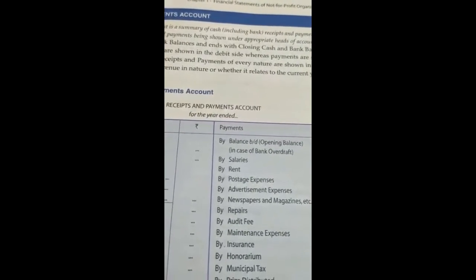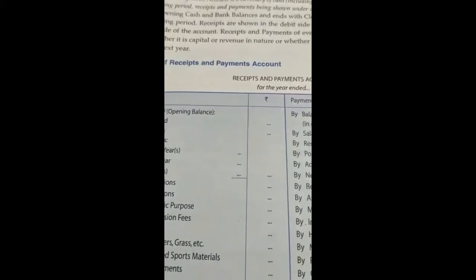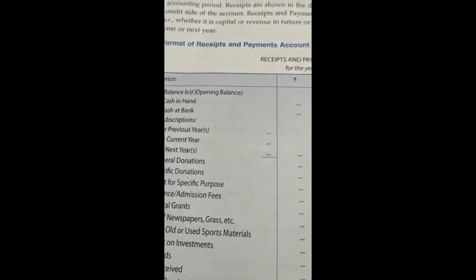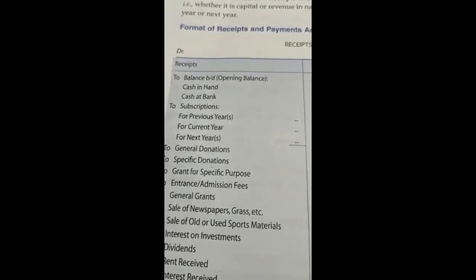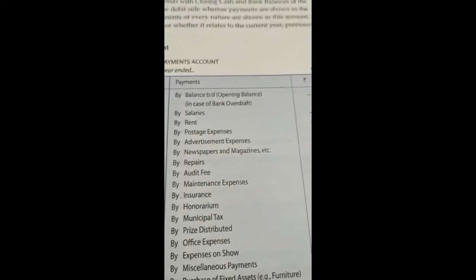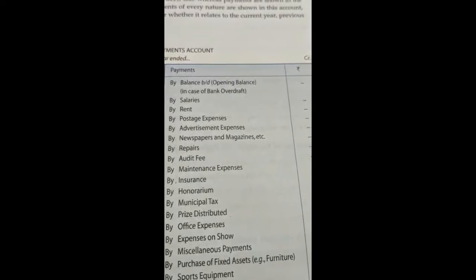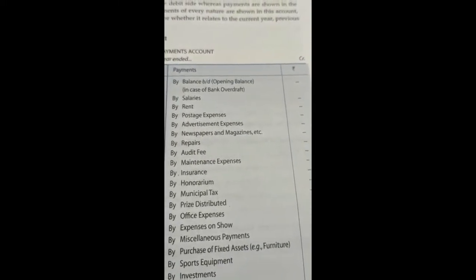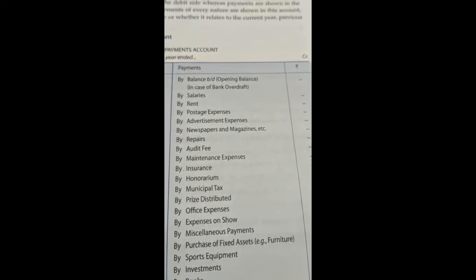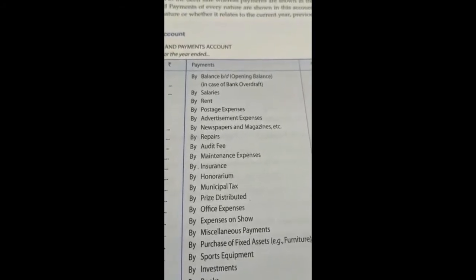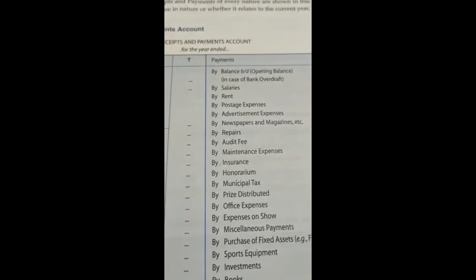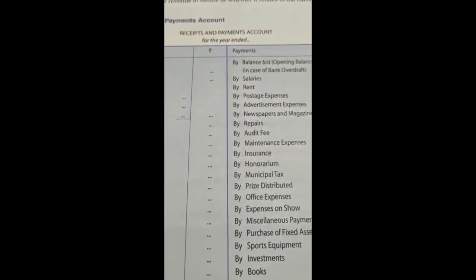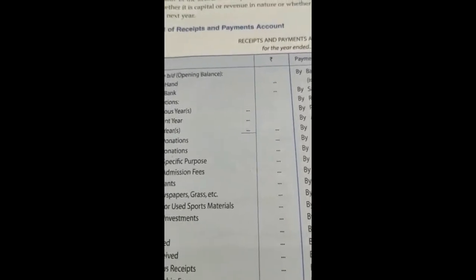Okay, now as you can see it is very similar to the cash book. In cash book also, what we did, receipt on the debit side and payments on the credit side. So this is very much similar to the cash book. In cash book we had two columns, cash and bank column. Here we are doing combined, so cash and bank transactions will be combined here. So let's discuss the format here.